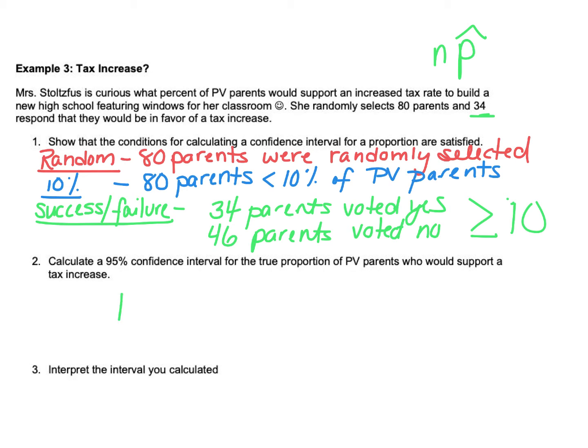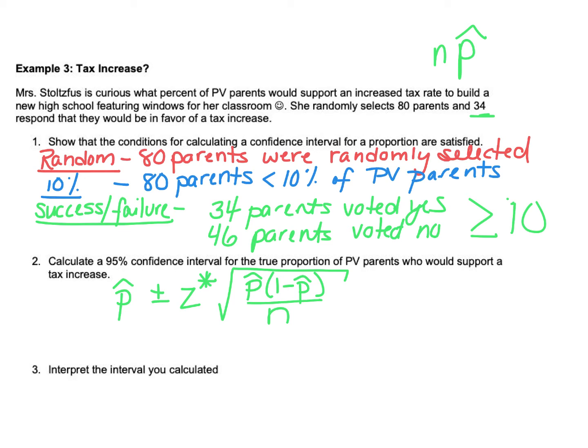So I'm going to write the general formula. It's your observed, your p hat, plus or minus your margin of error. How do we get the margin of error? Formulas on your paper. You're going to do your critical value for a 95% confidence interval times the standard deviation, which is the square root of p hat times 1 minus p hat over your sample size.